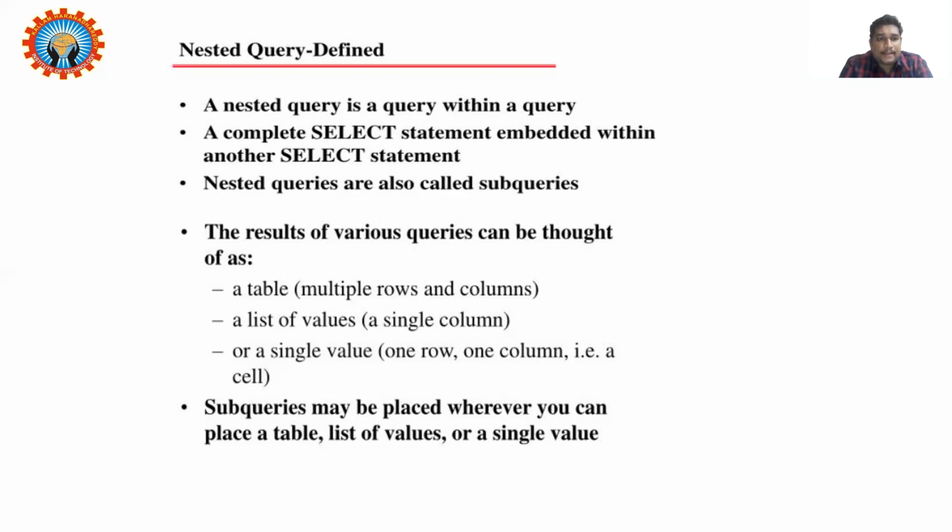The result of a subquery can be thought of as a table or a list of values. A table consists of rows and columns. If I want to retrieve both particular rows and columns, that is a table. If I want only a list of values, that is a single column. If I want to retrieve a single value, that is one row and one column, a particular cell.